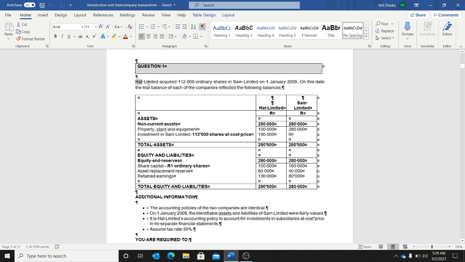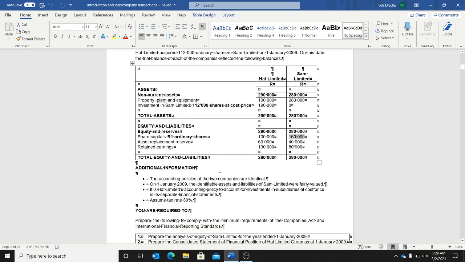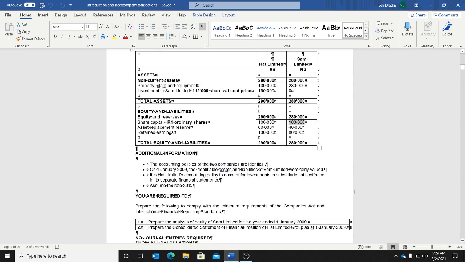So HAT acquired 112 out of 160. That tells you it's 70%. Okay, it's 70% holding on that day. All right. So the rest of the things that they're giving us here, they're saying the accounting policies of the two companies are identical. All assets were fairly valued, and HAT's accounting policy in terms of the investment is at cost.